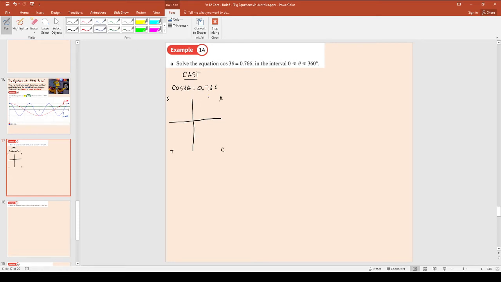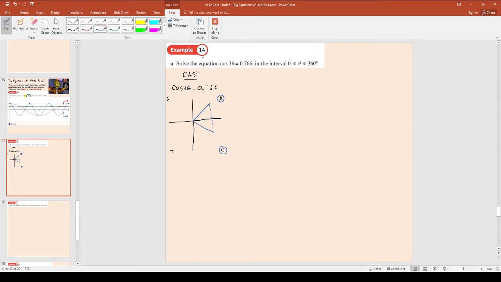Now, here's the thing. Cos of 3 theta is positive 0.766. So where is cos positive? Well, here in A, where they're all positive, and in C, because that is literally where cos is positive. Draw a stick into each quadrant.